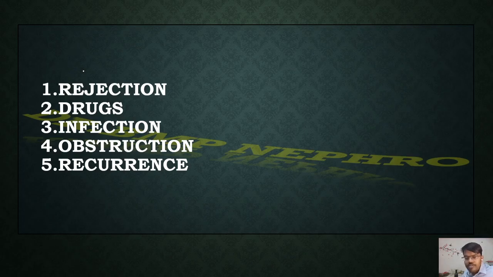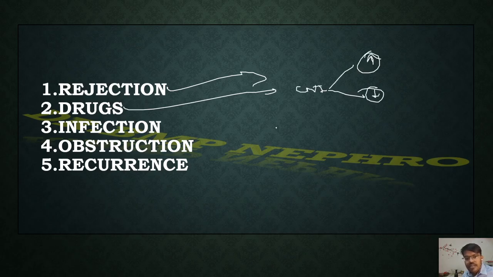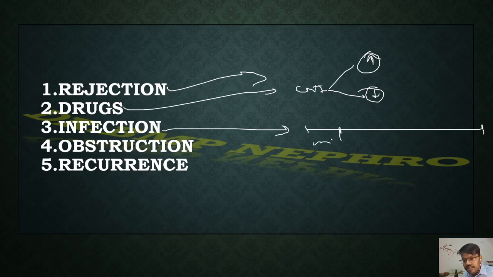What are the differential diagnoses in gross? Rejection; drugs, especially high CNI or low CNI; infection, CMV, PKV, any infection. In the first month, that is the Rubin's table: first month, 3rd to 6th month, after 1 year. Bacterial, viral, and this subsequently depends on the immunosuppressive state of the patient. Obstruction, it can be any obstruction: renal artery, renal vein, or ureter obstruction, which might lead to UTI.